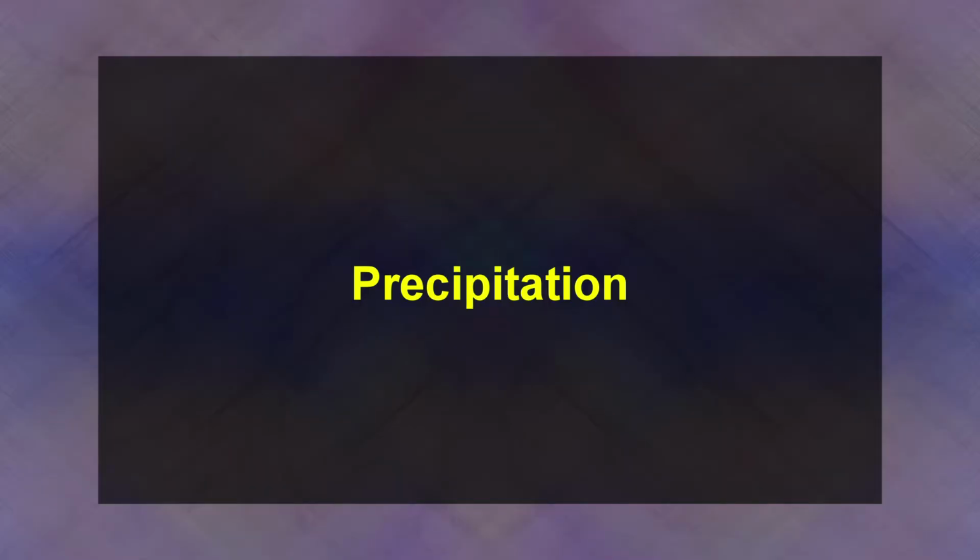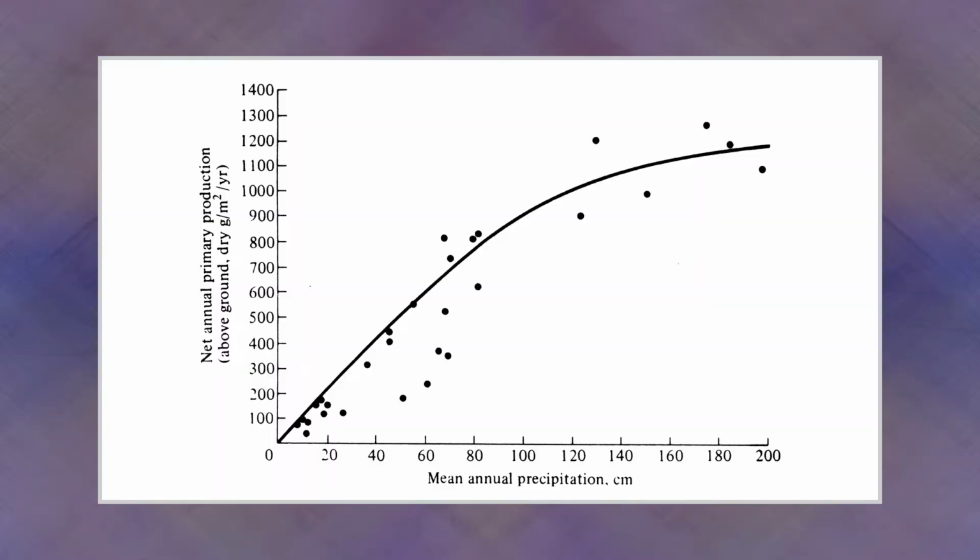Dear students, there is another factor that affects primary productivity, that is precipitation. The higher the rainfall, the more water is available for transpiration. This amount of water available to the plants will therefore limit both the rate of photosynthesis and the amount of leaves, that is surface area that is transpiring, that can be supported.